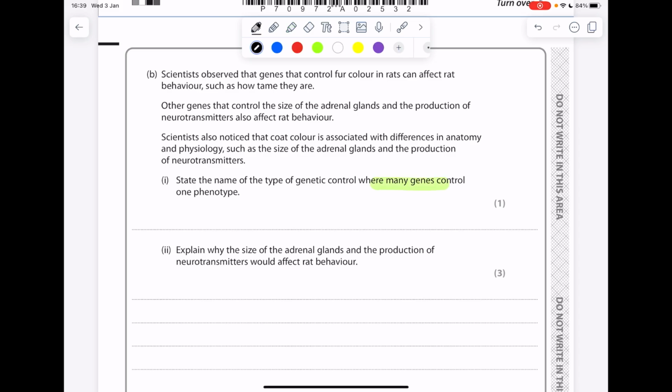The key term there is many genes. Many is given by the word poly. Genes is genes, so polygenic.